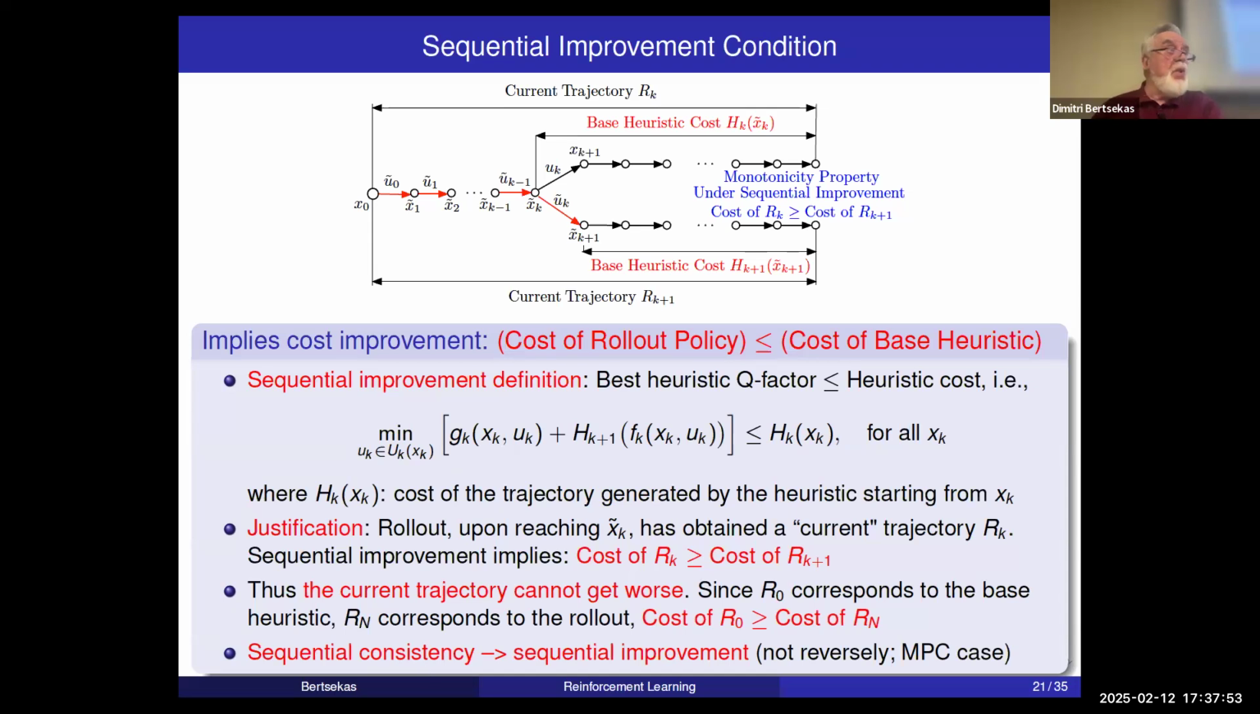On the other hand, there are important special cases where you have sequential improvement, but you don't have sequential consistency. And it turns out that there's a very important special case, namely the MPC context, model predictive control. And there you can find examples where sequential improvement holds, but not sequential consistency. And sequential improvement guarantees the cost improvement property.